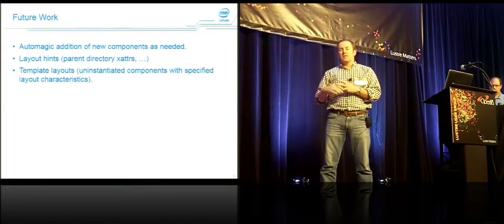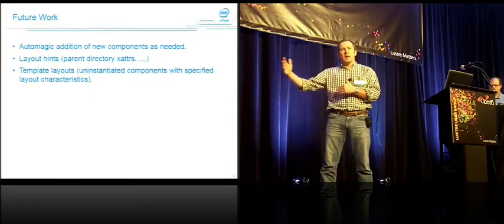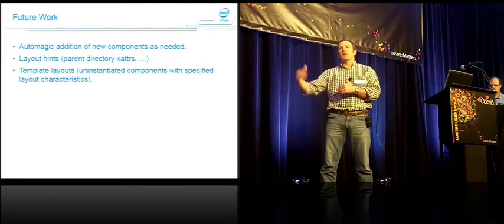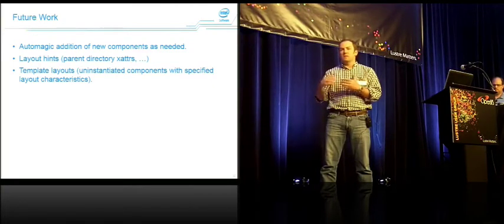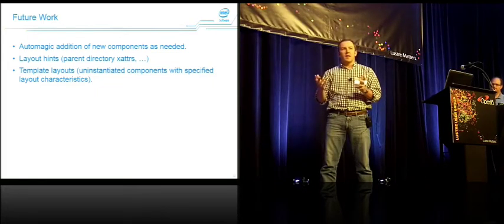We need ways for it to decide, if it's going to do this automatically, what stripe count to use for the next component and how big to make the next component. And that needs to be specified in some way that it can be tuned and controlled by administrators. So that would be like a layout hint, like the LOV xattr that we store on directories to specify the default striping for files created in that directory.